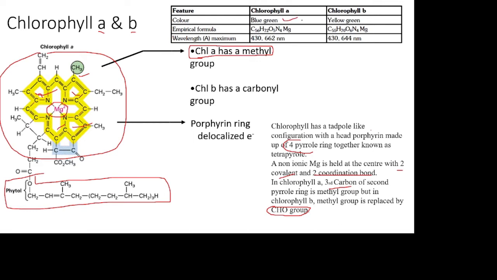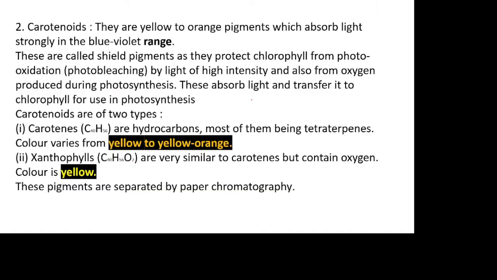One is blue green, another is yellow green in color, and the maximum wavelengths they absorb are at 430 and 662 nanometer. So these are the major pigments of photosynthesis, that is chlorophyll A and chlorophyll B. We can say it is a tadpole structure.